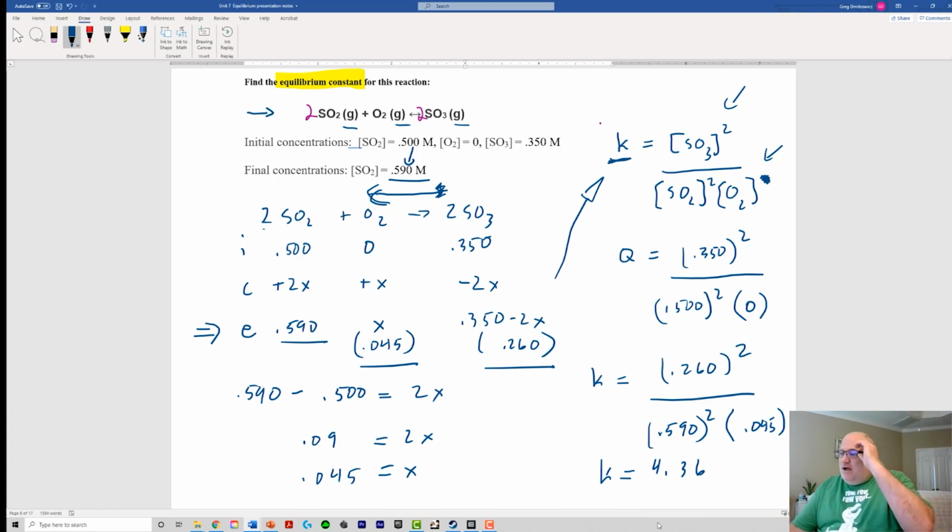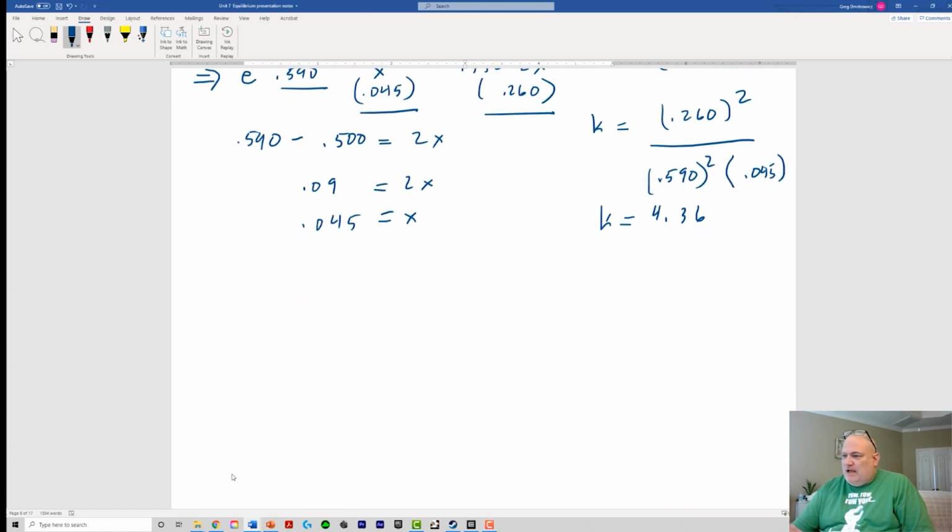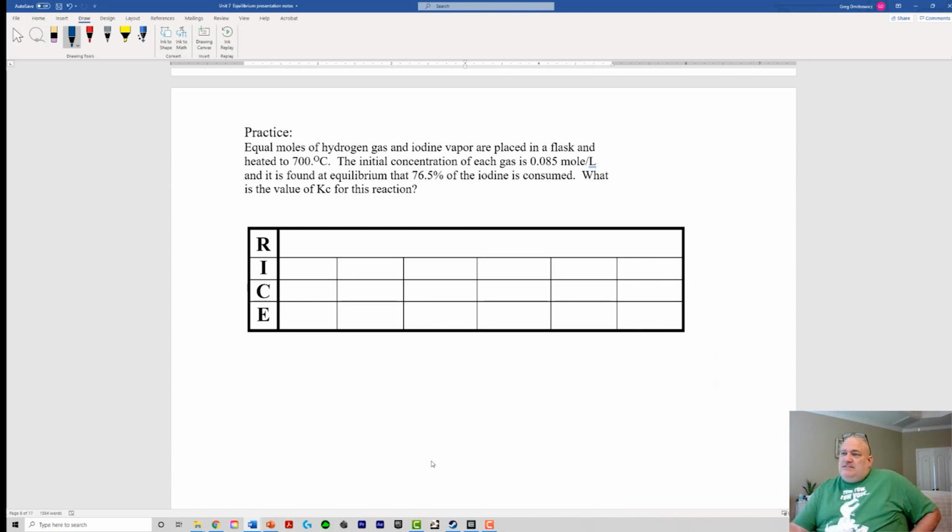Now, there are no units on this K, which may frighten some of us, but just be aware that that is how this sometimes works. Now, let's take a look at this, and this is a little bit more set up for you. And I'm not going to set up the entire problem, but I'm going to set you up with the basics and then allow you to do this.